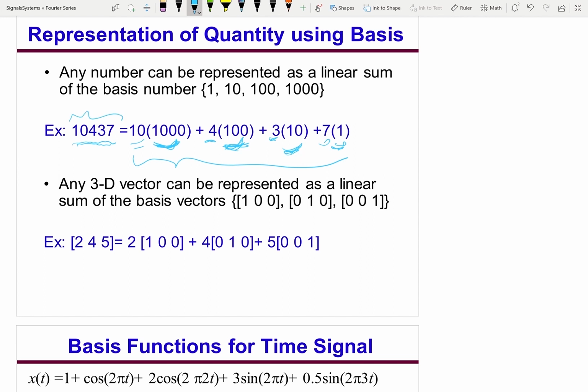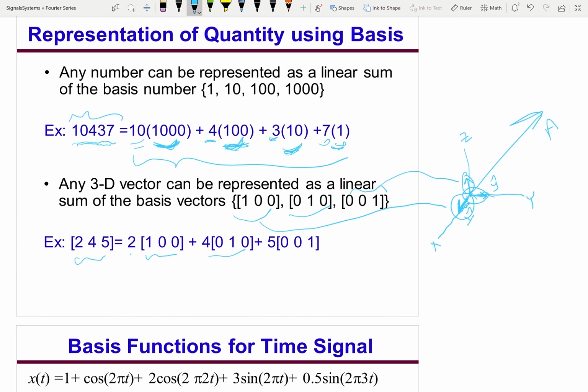Also, we are familiar with vectors. So I can have in space 3 basis vectors. If this is x, y, z, then this is the x vector, and the y is this vector, and the z is this unit vector. And we call these the basis vectors. So any vector in three-dimensional space can be represented as a linear sum of these basis vectors. So if I have this vector 2, 4, 5, it's 2 of the x unit vector, 4 of the y unit vector, and 5 of the z unit vector.